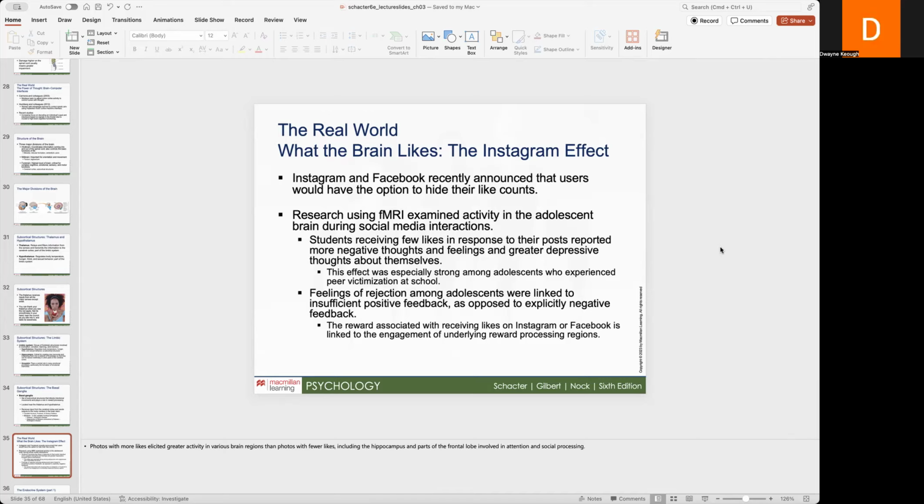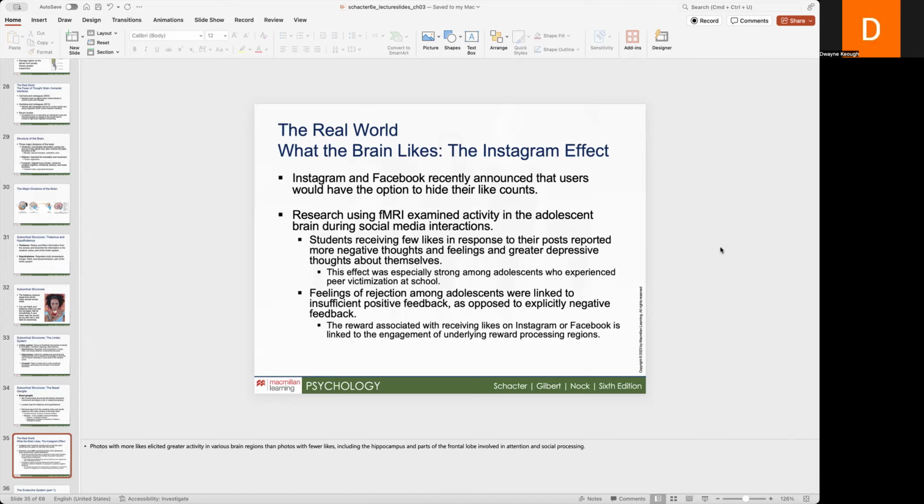So researchers used fMRI to examine different adolescent brains while using social media. Participants received few likes in response to the posts. They reported more negative thoughts and feelings and this greater sort of depressive experience about thoughts in general and themselves. This effect was especially strong amongst adolescents who experienced peer victimization at school. This feeling of rejection among adolescents was also linked to insufficient positive feedback as opposed to explicitly negative feedback.